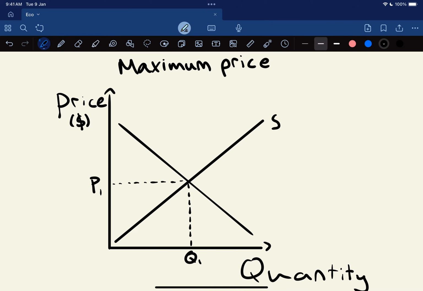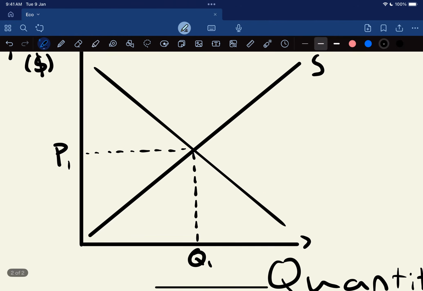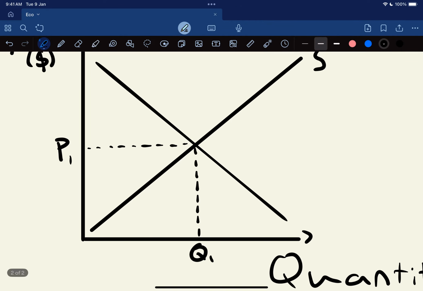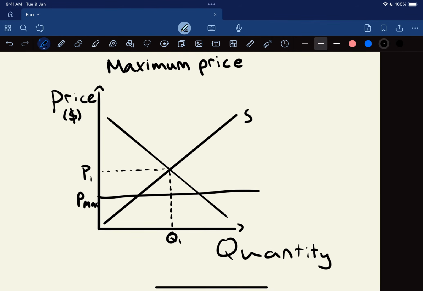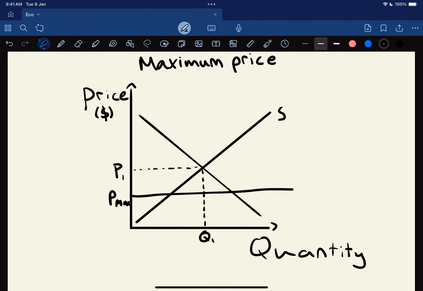Because they think that at the moment the price is too high, they're going to set it below. So we'll draw a new flat line across here, and we'll call this price maximum. Squeeze it in there, price maximum. Now, the reason they would do something like this is to increase the affordability of a good or a service if the market price is efficient, but it's still not affordable for people.